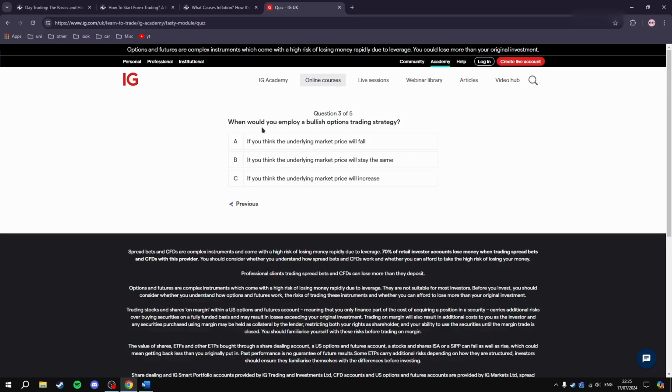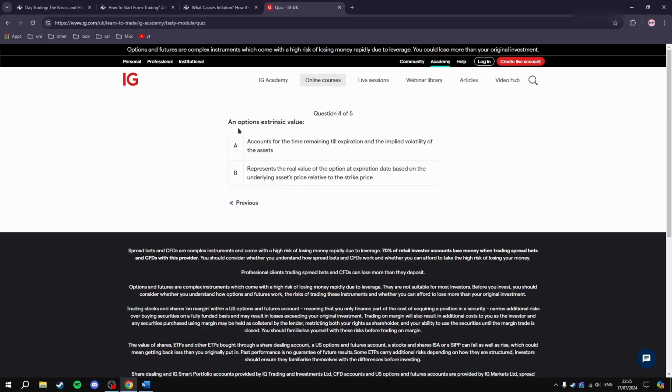When would you employ a bullish options trading strategy? If you think the underlying market price will increase. An option's extrinsic value accounts for the time remaining till expiration and the implied volatility of the asset, and represents the real value of the option expiration date based on the underlying price relative to the strike price.